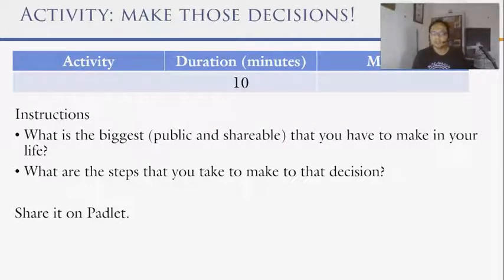Okay, so this is an activity. This activity is called Make Those Decisions. It's just a 10 minute activity. The instruction is: what is the biggest public and shareable, of course, decision that you have had to make in your life, and what are the steps that you took to reach the conclusion of that decision? This activity is optional. You can share that on Telegram or any other platform that you feel comfortable with.